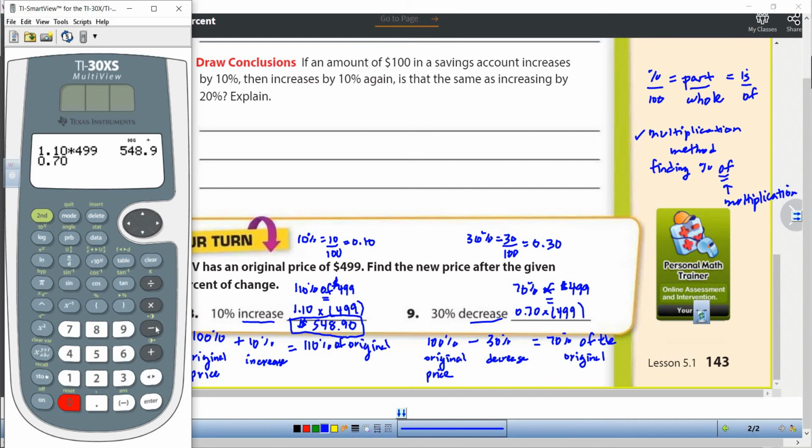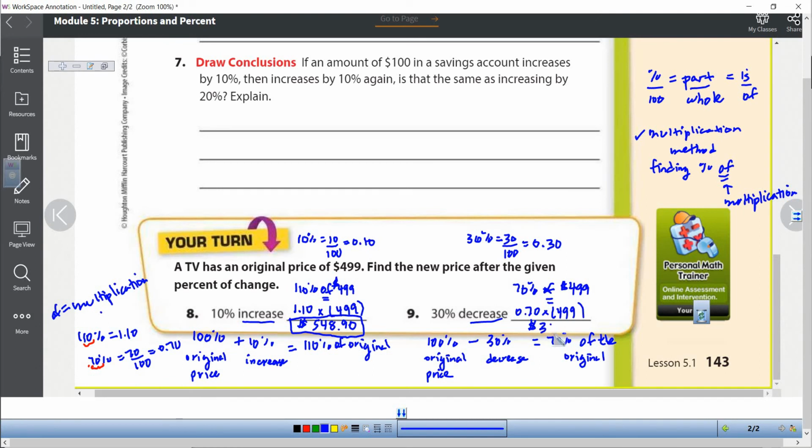All right, 70% of, again, of is going to be 499. And again, it only goes 1 decimal place on the calculator, and I get 349.3. $349.30. Again, I put the dollar sign at the front, and I go 2 decimal places.